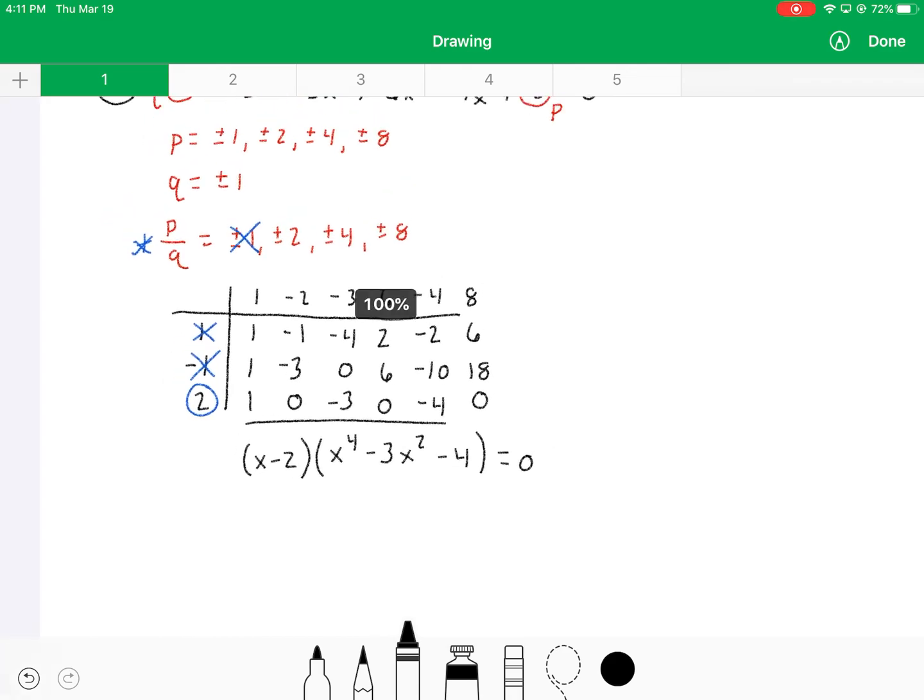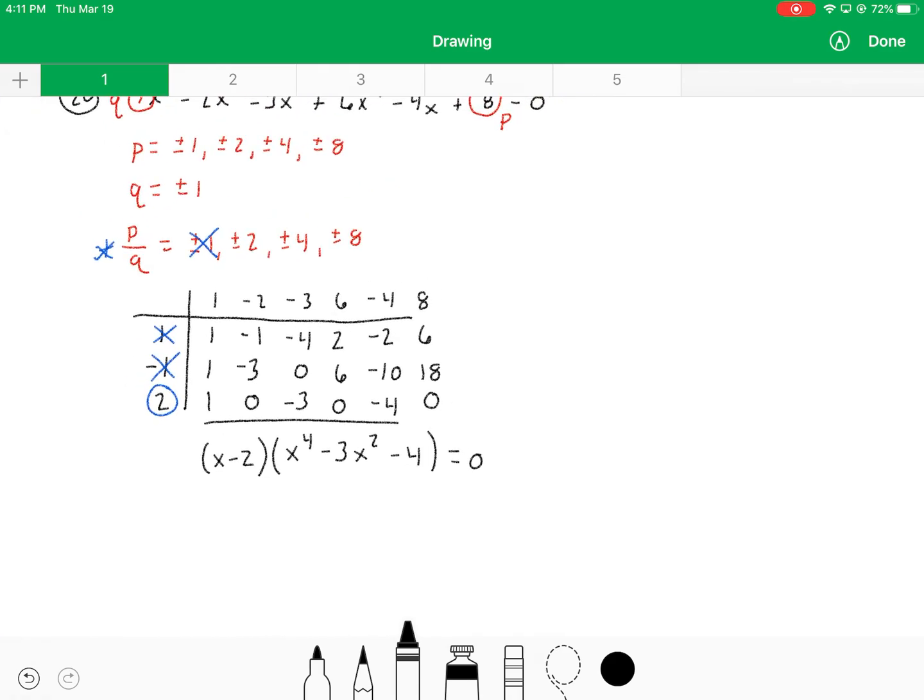Okay? And now the focus is on this trinomial here. We're trying to figure out the zeros or the solutions to that. There are two approaches you can take here. You could try factoring. At this point, the hope would be you'd recognize that that is factorable.